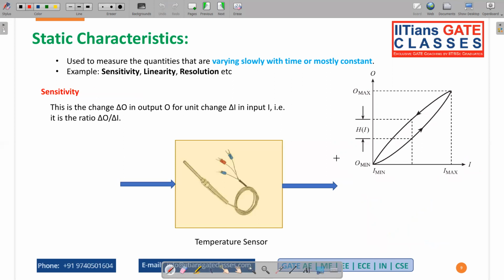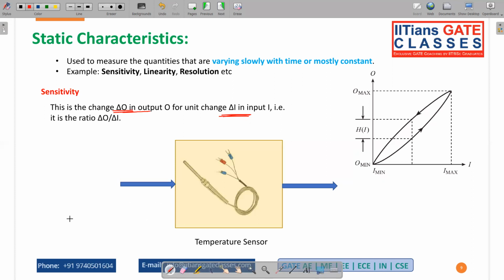Next term is going to be sensitivity. Sensitivity is the change in the output for a unit change in the input. So in very easy terms, you can understand how sensitive a particular sensor is when you are changing the input to a particular value, then how the change in output is taking place, right?